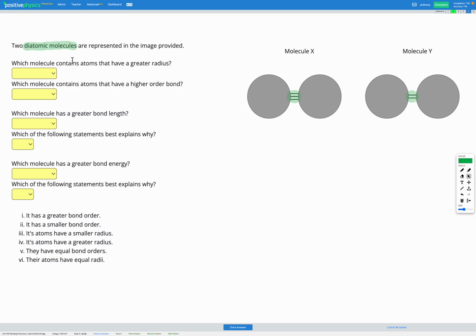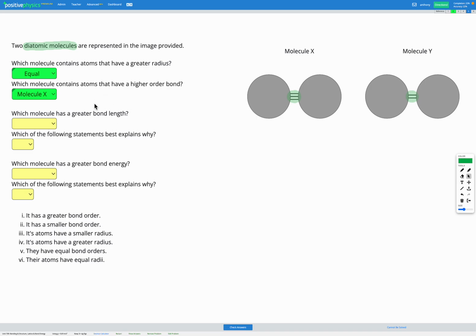So comparing our molecules, which molecule contains atoms that have a greater radius? They're actually equal. They both have similar radiuses of atoms. What about the bond? We can see molecule X has a third order bond, whereas molecule Y has a second order bond. So molecule X contains atoms that have a higher order bond between them. Okay, now we're going to think about the bond length and the bond energy.